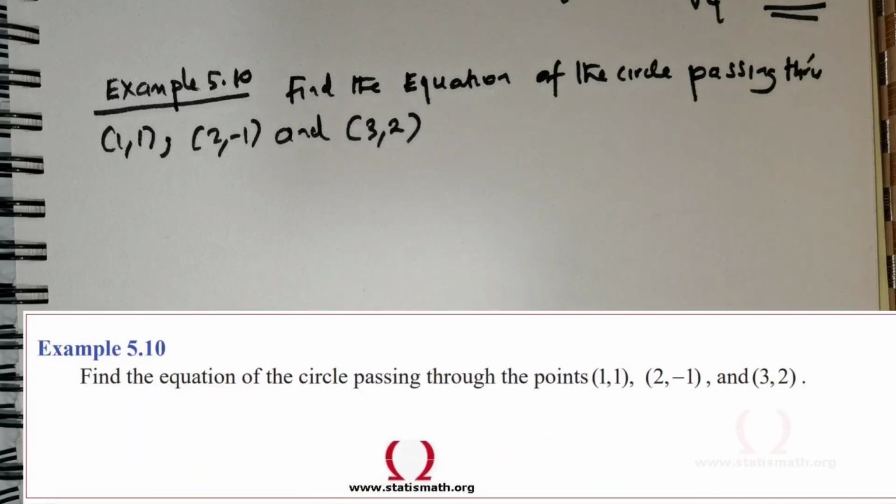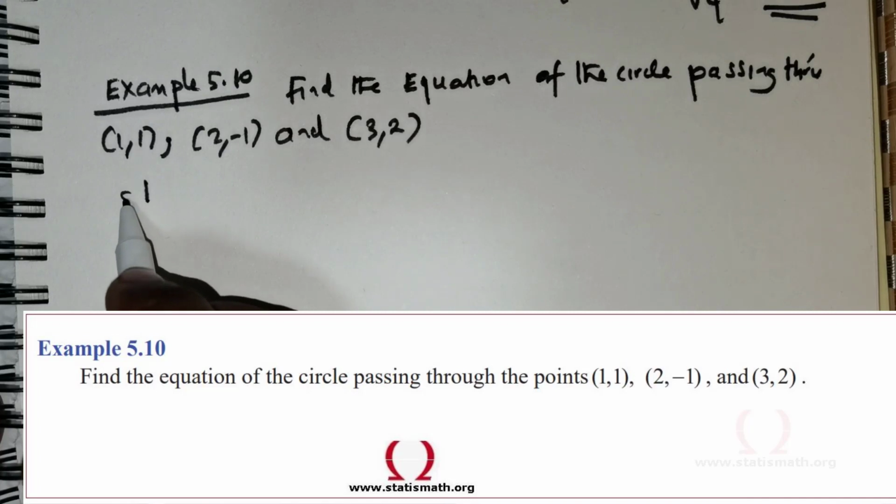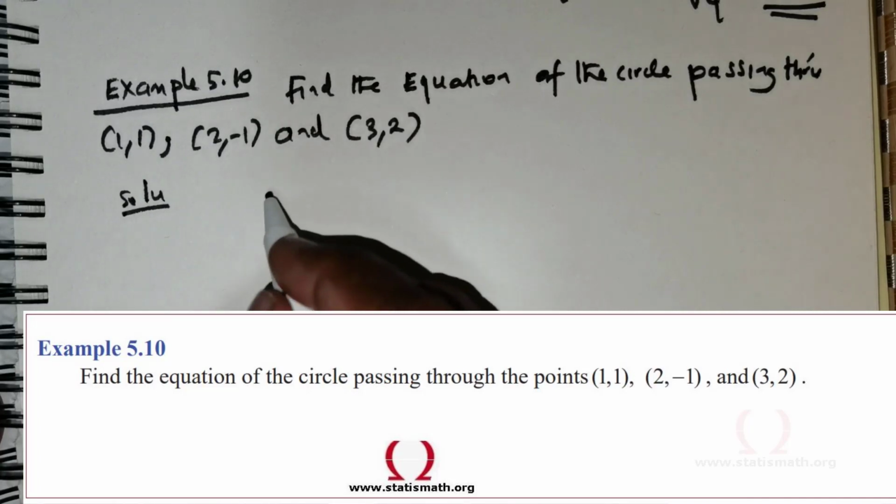Students were given this question. Find the equation of the circle passing through the points (1, 1), (2, -1) and (3, 2). So what we would do is we would obtain the solution in the following manner.